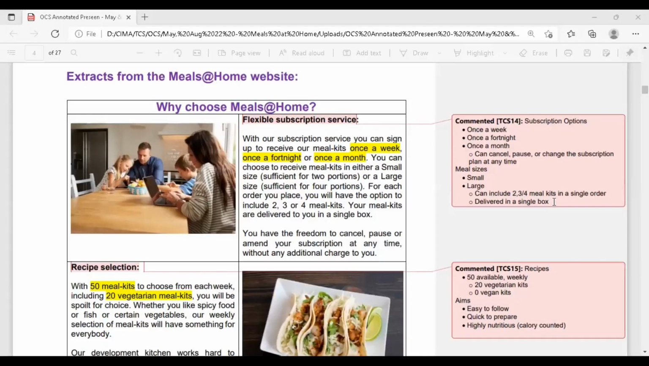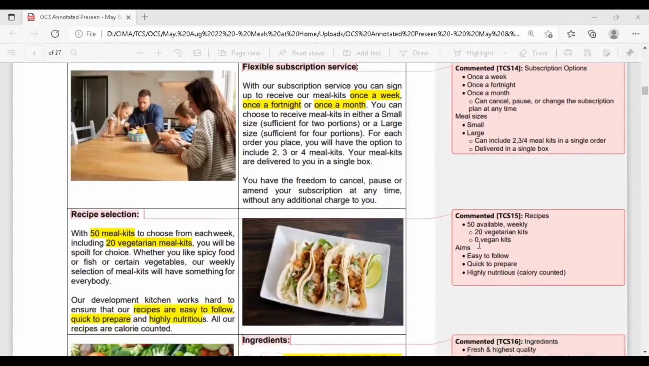And irrespective of whether you order 2 meal kits, 3 meal kits, or 4 meal kits, everything will be packaged and delivered in a single box. Why? Because the company is trying to reduce packaging as much as possible. Then looking at the type of recipes offered by Meals at Home, there are 50 available recipes which are updated every week. Out of these 50 recipes, 20 are vegetarian kits.